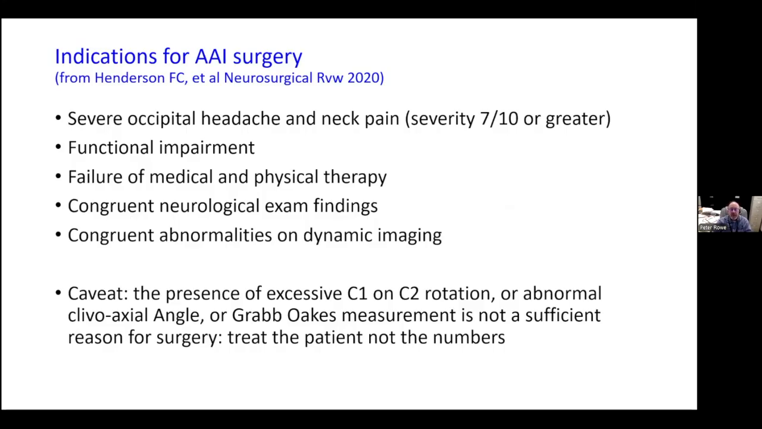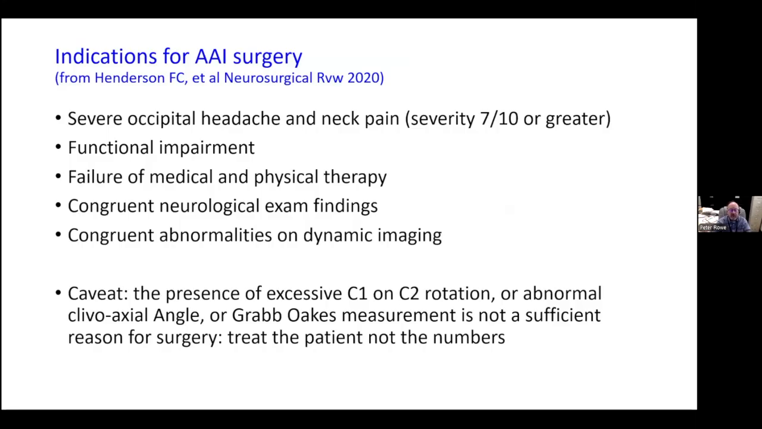And the point I want to make here, and this gets to the issue of careful case selection, is that you want to make sure that you're not treating the presence of excessive C1 on C2 rotation alone, or an abnormal clivo-axial angle, or an abnormal Grabb-Oakes measurement. That's not sufficient to put people into the operating room. You really have to treat the patient and not the numbers.